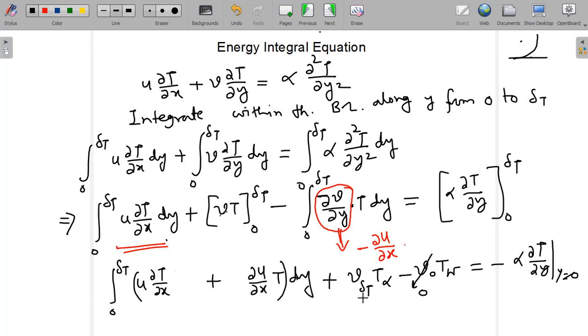From here the only thing that is required is to find out what this quantity is, and you can see this quantity can be clubbed together and written as ∂/∂x of uT. So you can write this quantity as the integral of ∂/∂x of u into T dy. The first term can be written in this way because this is the product of u and T, and this quantity you have to find out, and you can find it if you integrate the continuity equation within the thermal boundary layer. So let us see what we are getting from that.